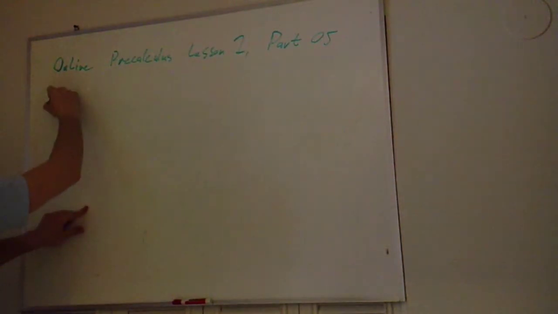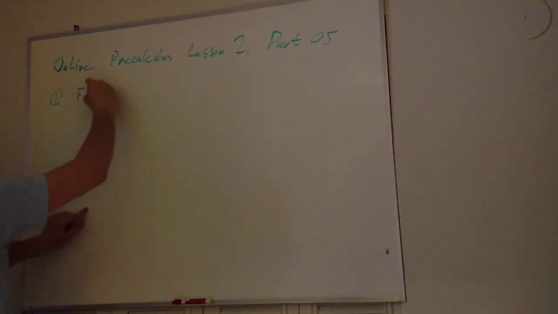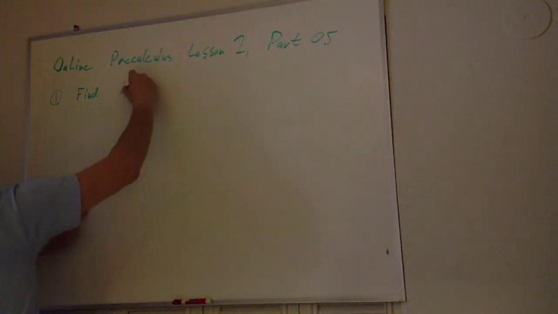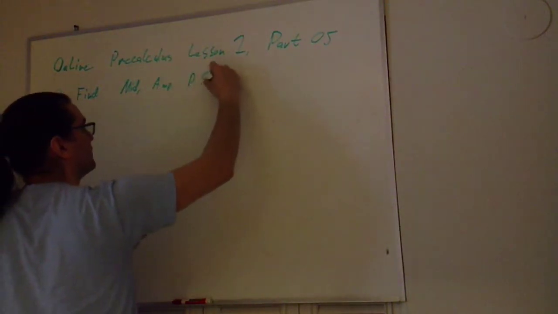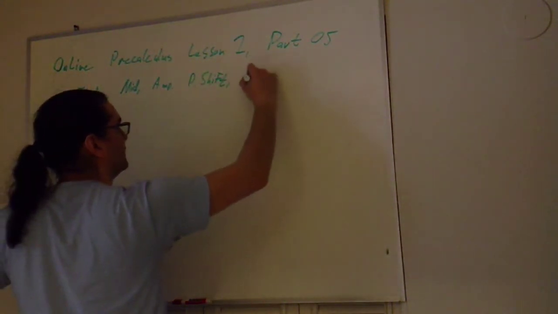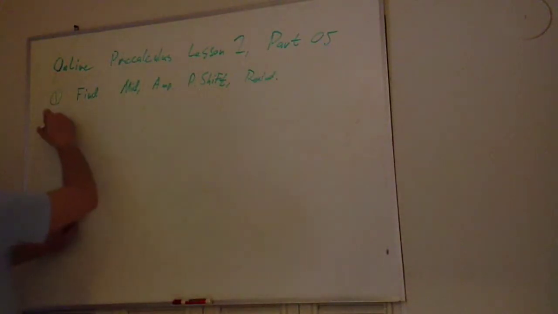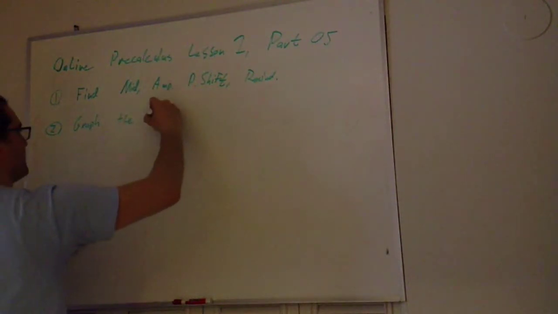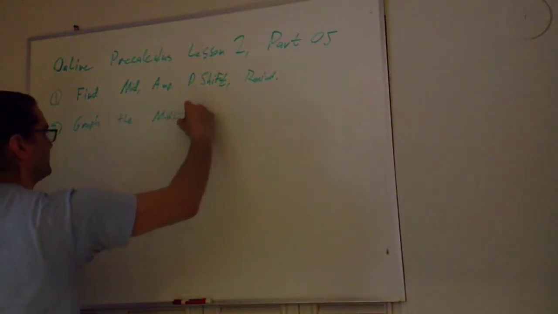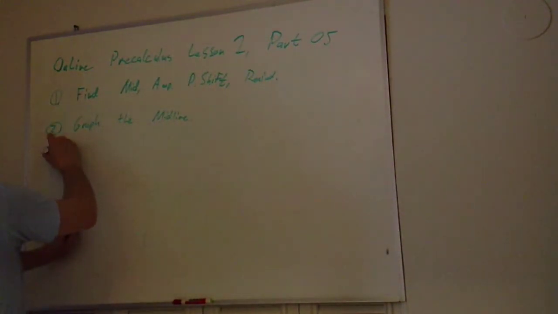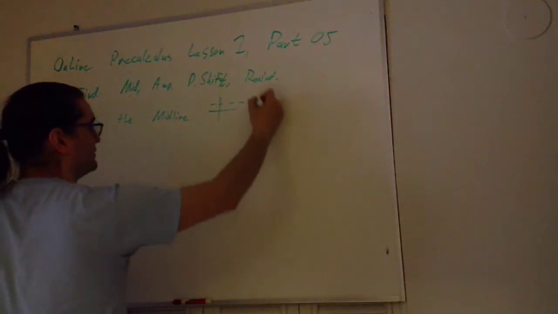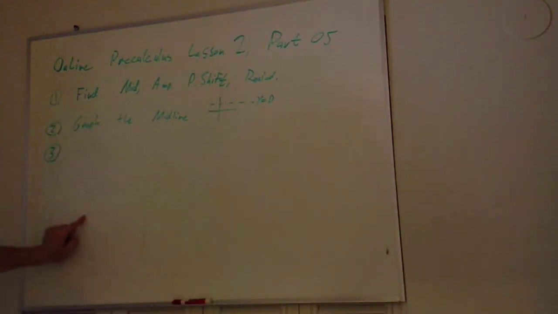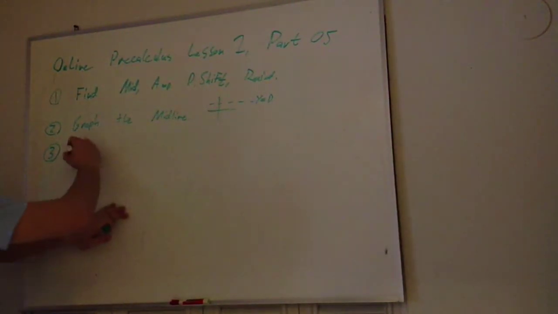Step 1. Find the midline, the amp, the p-shift, and the period. Step 2. Graph the midline as a horizontal line. Y equals d. That's the midline. Step 3 is mark the y-axis with the peak value and the min value.